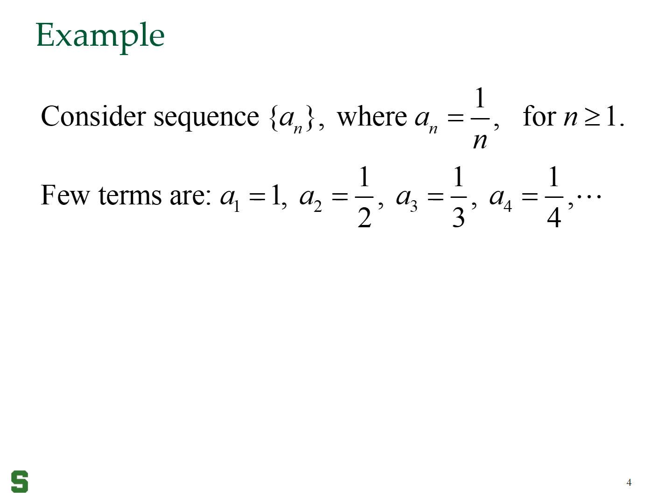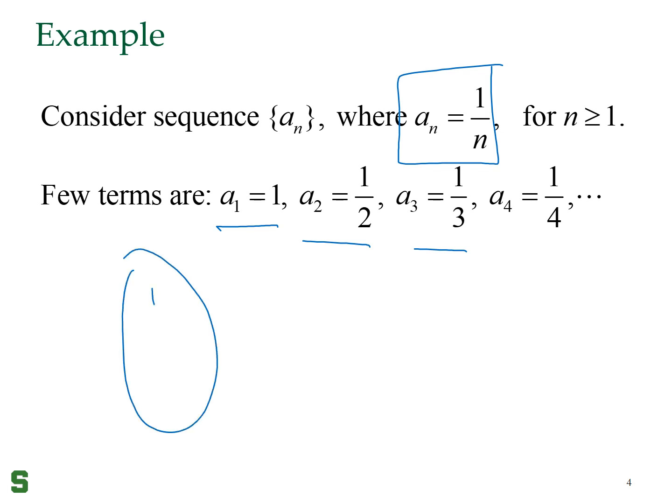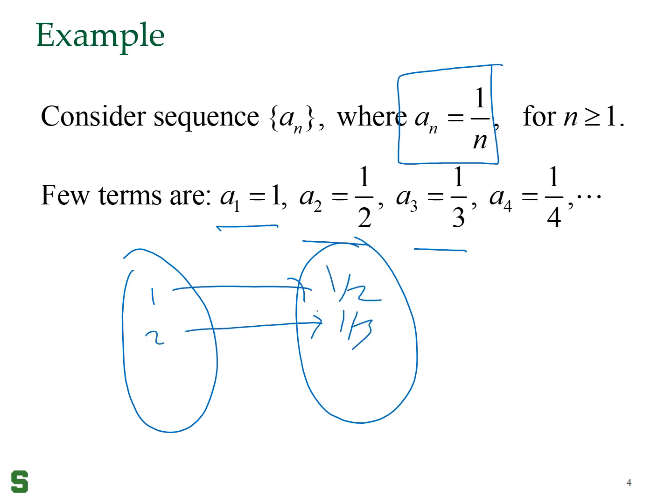So let's look at an example. Here I have a sequence an, where the nth term is defined as 1 over n. And so that means the first element in this sequence a1 is 1, a2 is half, a3 is one third, and so on and so forth. So I could think of this as a function where 1 is mapping to 1, 2 is mapping to half, 3 is mapping to one third, and so on and so forth.